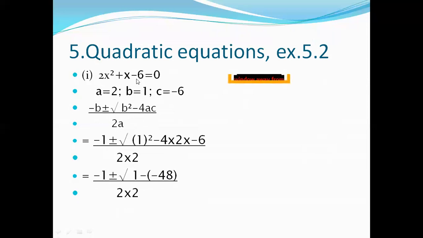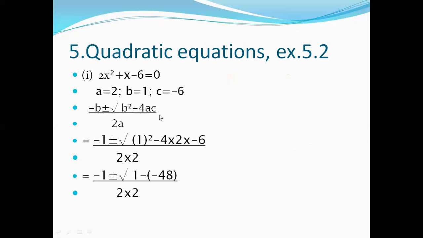2x square plus x minus 6 equal to 0. The x square coefficient is a, the x coefficient is b, and the constant is c. So the x square coefficient here is 2, so a is equal to 2. For the x coefficient, nothing is there, which means you have to take it as 1. So b is 1. c, including the sign, you must write. So c is equal to minus 6.